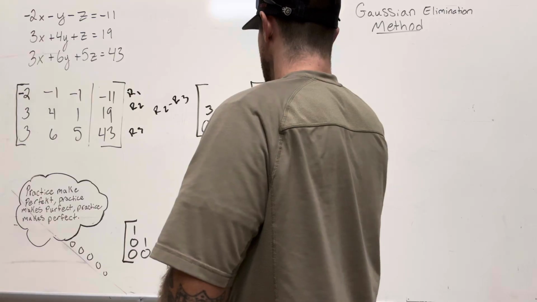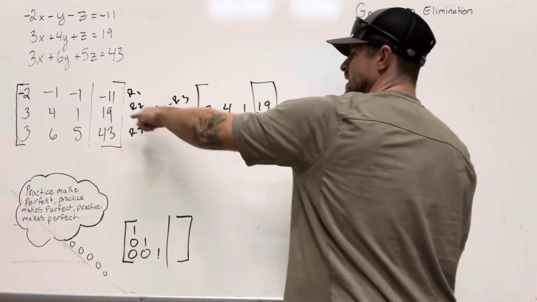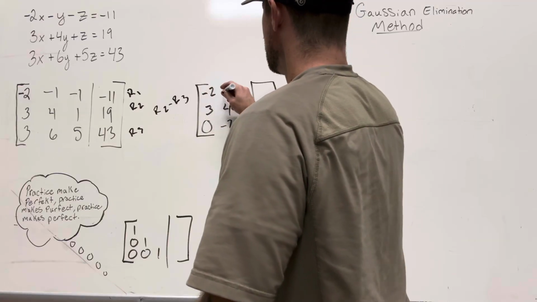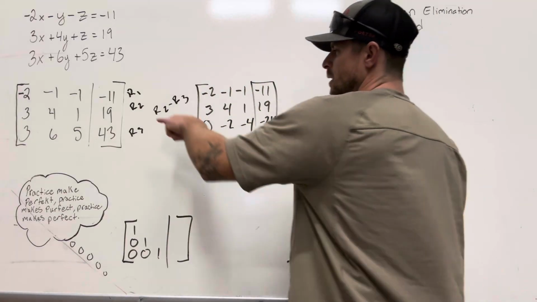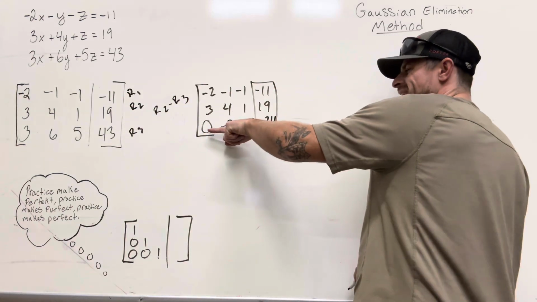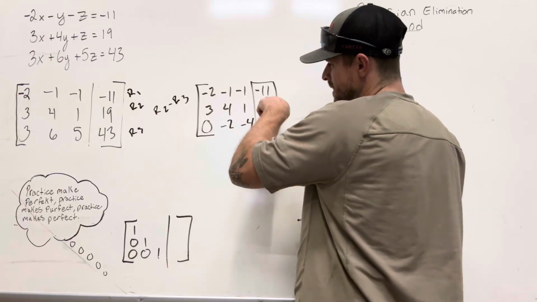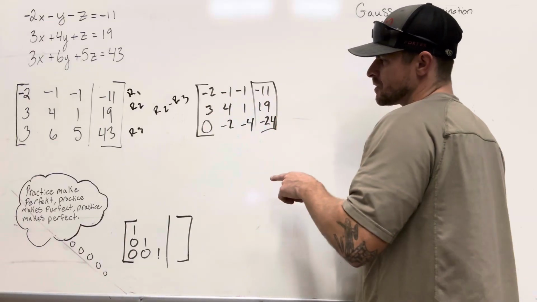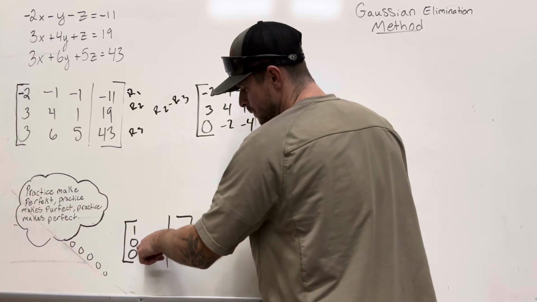3, 4, 1, 19. -2, -1, -1, -11. I'm just copying down row 1 and row 2. The only one that changes is the bottom one. Okay, so now, what's the next step that I can do? Something that I can do to these equations so that I can get another 0 here or 0 there. I'm going to go for a 0 here.